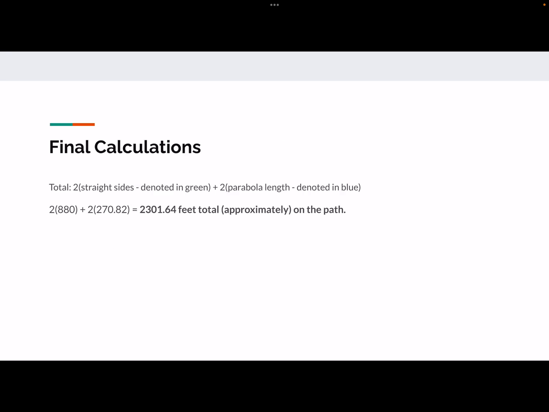My final calculations are on the slide. So 2 times 880, which is a straight side, then 2 times 270.82, which is the parabola length that I approximated using the previous slides in this presentation, came out to be about 2,301.64 feet total, which means that my total path that I've run is 2,301.64 feet, and that was my project.